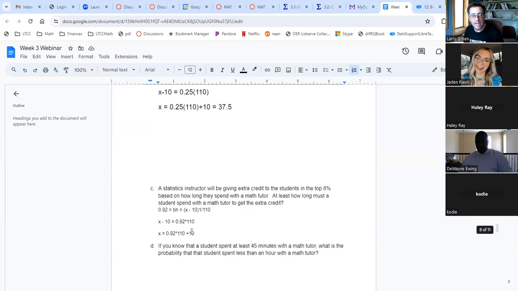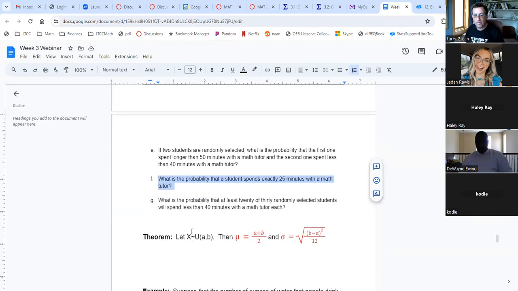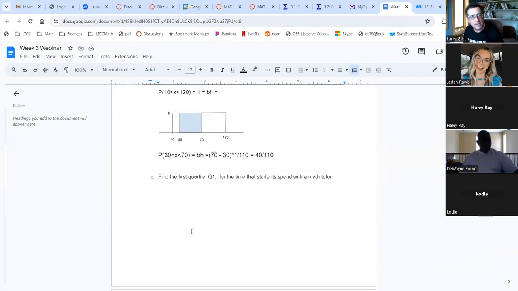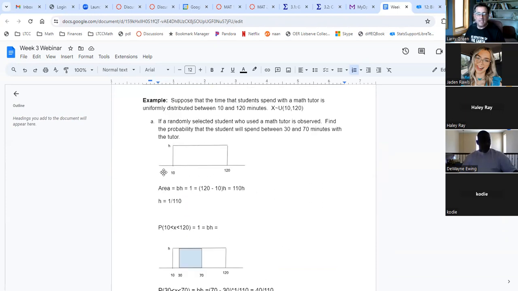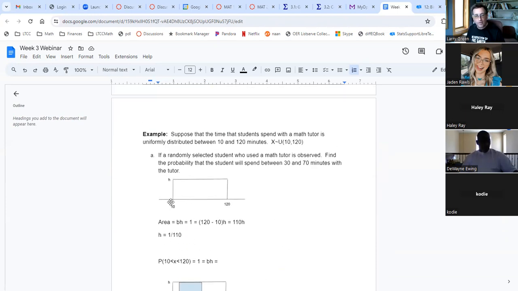Okay, let me go and give you a really important formula, and let's do at least one of them. If it's uniform between 10 and 120, how do we find the mean? What's your thought? How do we find the average or the mean?